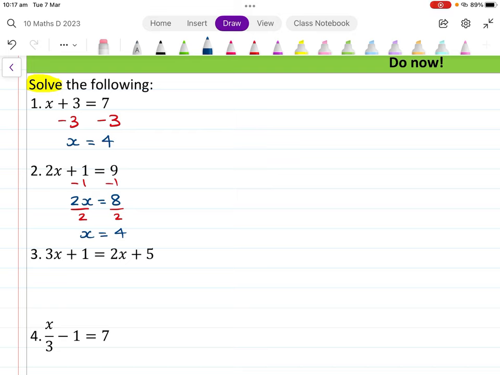For question 3, we have pronumerals on both sides. What we need to do is move the pronumerals, our x's, to the left-hand side and our numbers to the right-hand side. So what you should have started off with is minusing the 2x to both sides of the equation. This brings all of the x's to the left-hand side. So we have x plus 1 equals 5. What we then want to do is minus the 1 to both sides, leaving us with x equals 4.